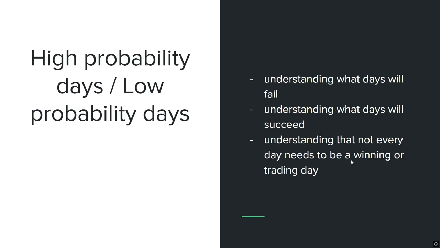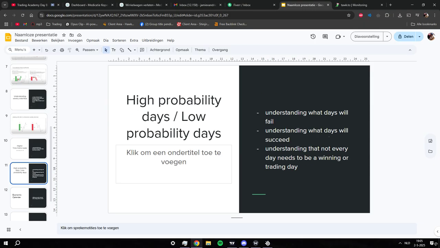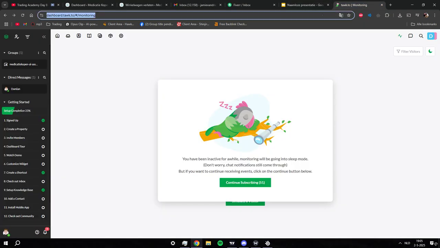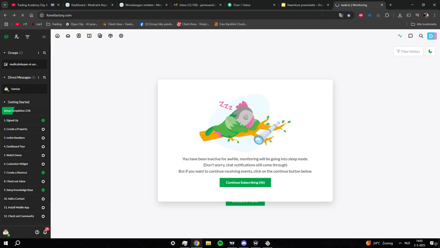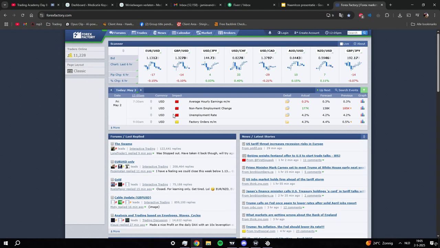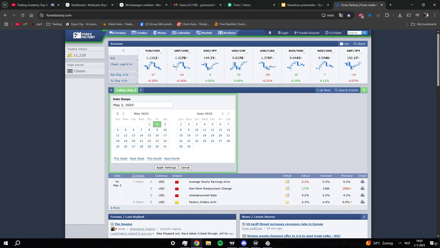Okay. High probability days and low probability days. Understanding what days will fill, understanding what days will succeed, and understanding that not every trading day needs to be a winning day, or even every day needs to be a trading day. Understanding what days will be low probability simply by looking at Forex Factory.